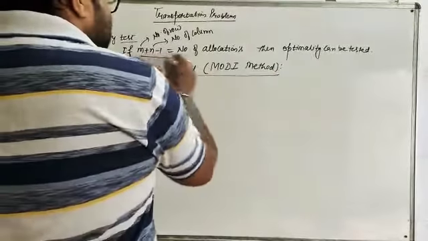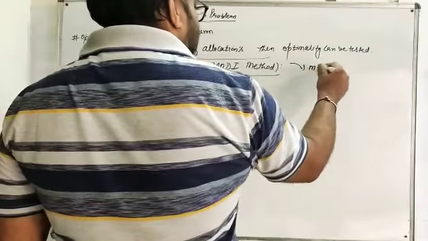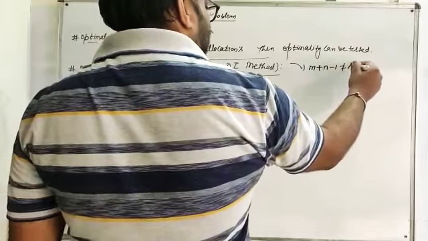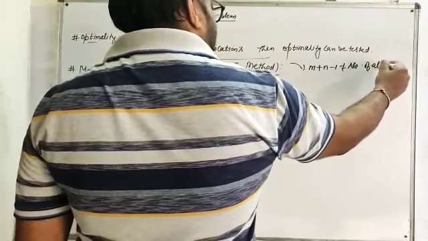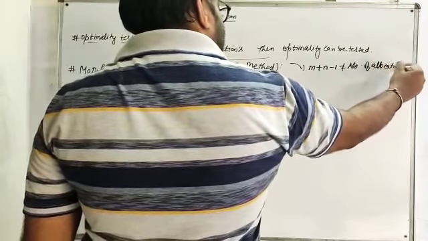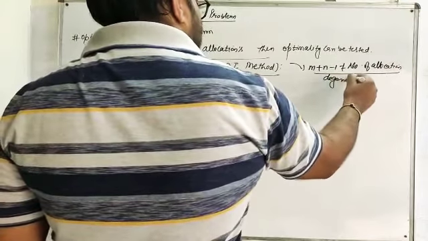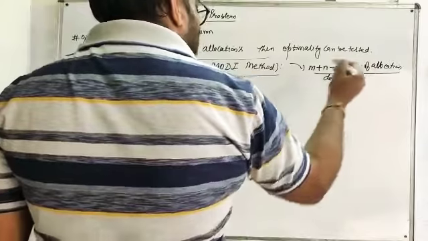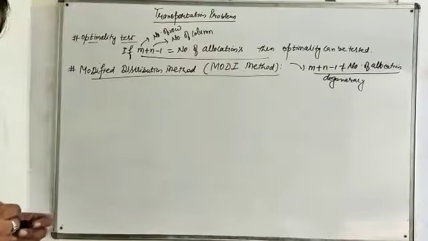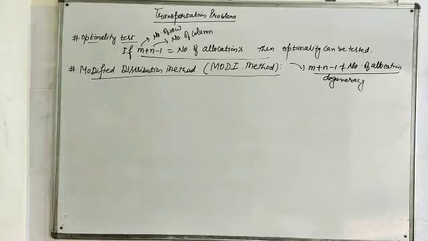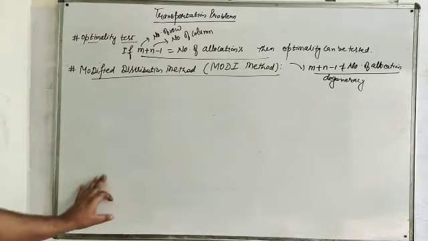And if m plus n minus 1 is not equal to the number of allocations, then there may be the possibility of degeneracy. So to remove this degeneracy, we put delta onto the smallest element, and this we will discuss in the next lecture. In today's lecture, we will discuss this MODI method.